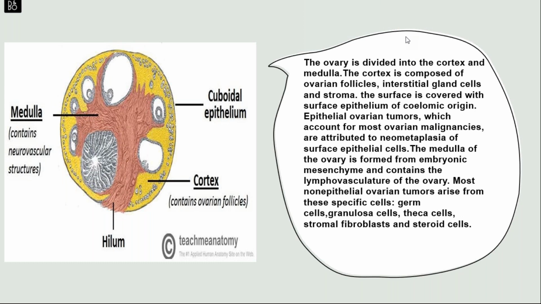Yeah. Okay, so they have described some anatomy of the ovary, and we all know about the cortex and the medulla. The cortex is lined by the cuboidal epithelium, and the inner portion contains the neurovascular structures. There is the hilum, and also the lymphovascular structures are in the medulla. The outer cell line, the cuboidal epithelium, gives rise to the epithelial cancer of the ovary.